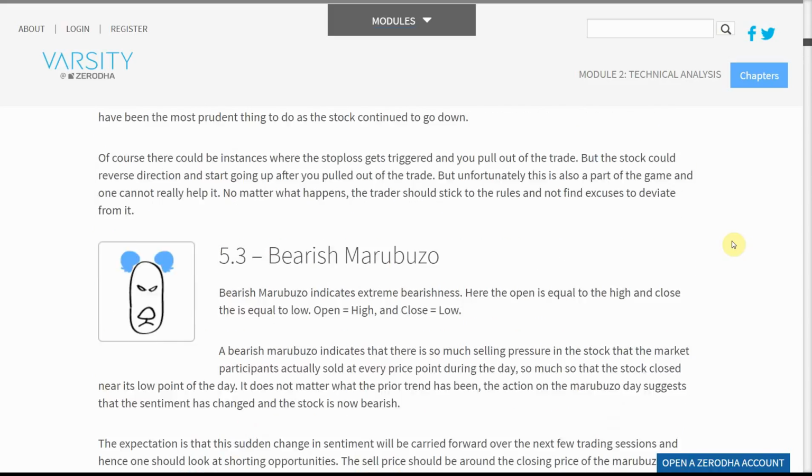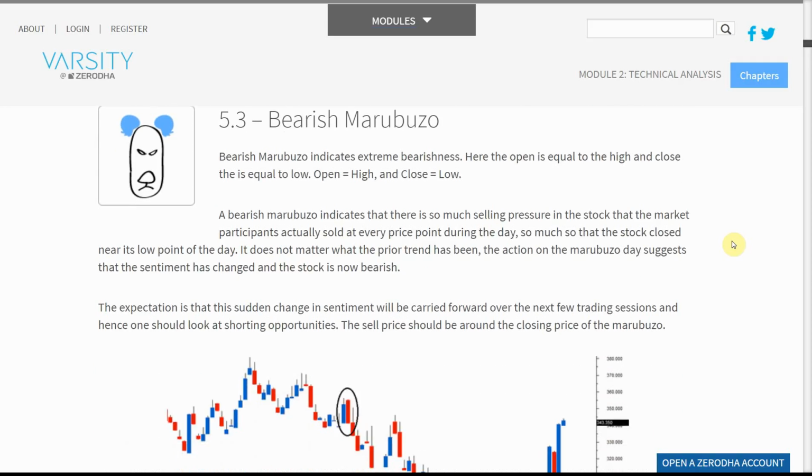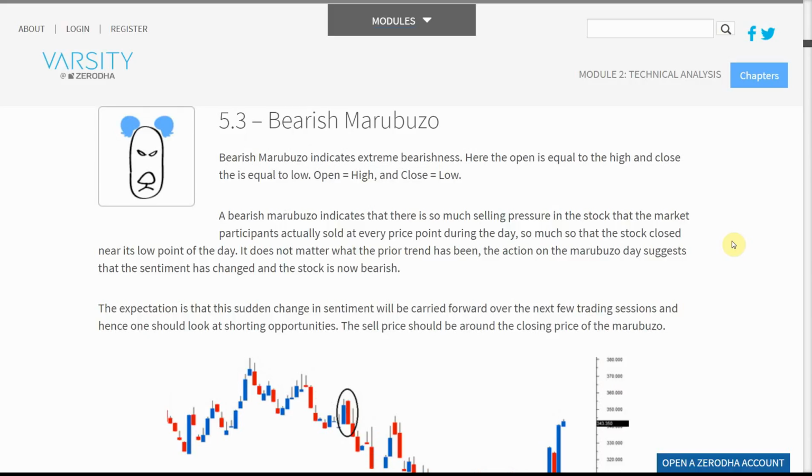5.3 Bearish Marubozu. Bearish Marubozu indicates extreme bearishness. Here the open is equal to the high and close is equal to the low. Open equals high, and close equals low.